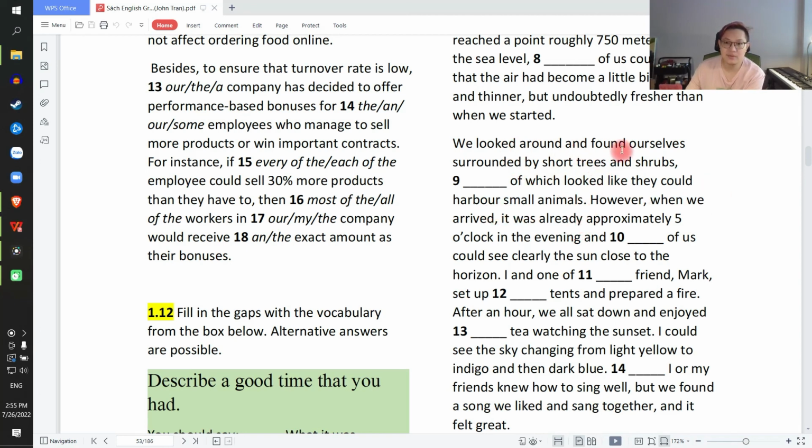We looked around and found ourselves surrounded by short trees and shrubs. Some of which looked like they could harbor small animals. However, when we arrived, it was already approximately 5 o'clock in the evening. And each of us, or all of us, could see clearly the sun close to the horizon.